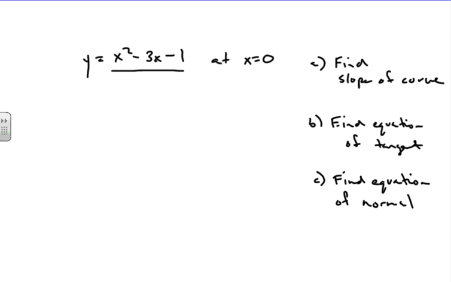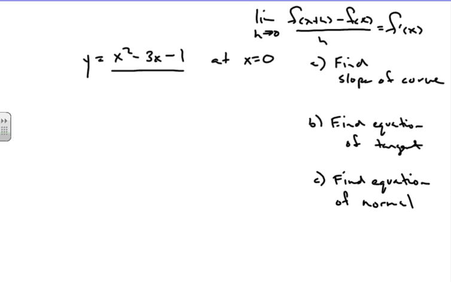All right, we're going to use the definition of a limit to help us figure this out. The definition of a limit that we're going to use is the limit as h approaches 0 of f of x plus h minus f of x, all over h. We're going to use that to find the derivative, or the slope of the curve. And that's what a derivative is, the slope of the curve. So we're going to use that definition to help us find this.